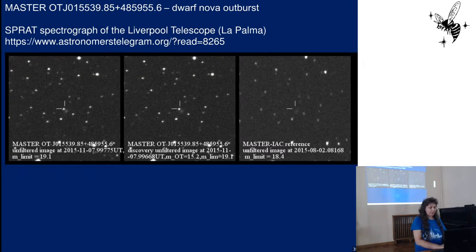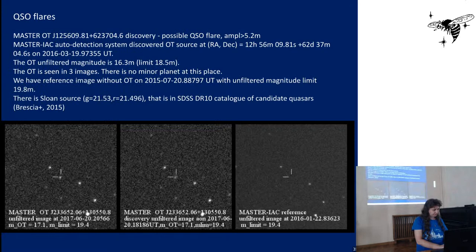There is another dwarf nova that was discovered by MASTER-EAC as a supernova candidate, because you can see a galaxy near it. The Liverpool telescope made a spectrum for this candidate and classified it as a dwarf nova. Among more than 350 optical transients discovered by MASTER.NET, MASTER-EAC and MASTER-SAAO made very important inputs.